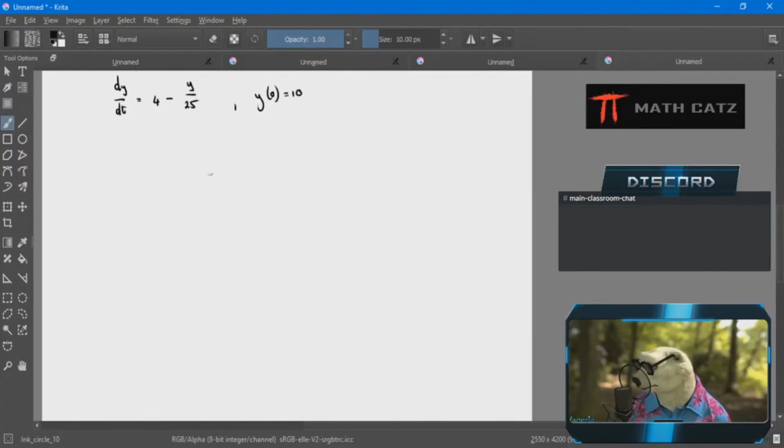That's our differential equation. Before we worry about any other questions, we have to solve this differential equation first. So I will put the two terms on the right together over 25, it's going to be a nice 100 minus y, for 1 over 100 minus y dy and 1 over 25 dt.